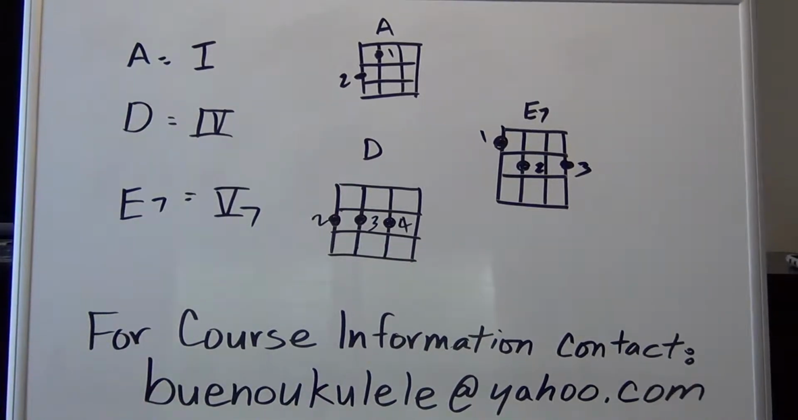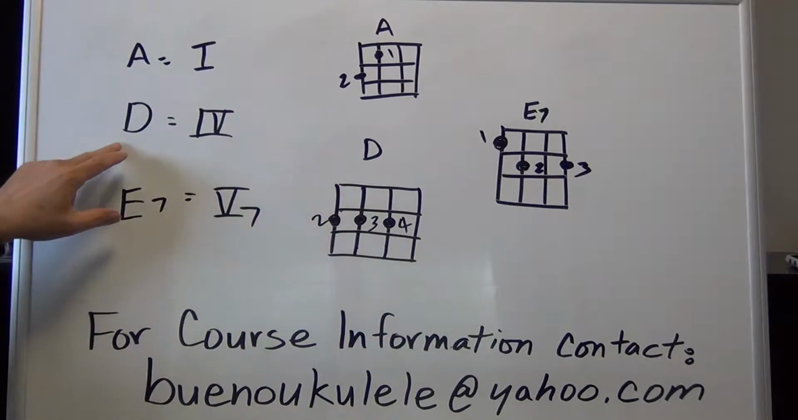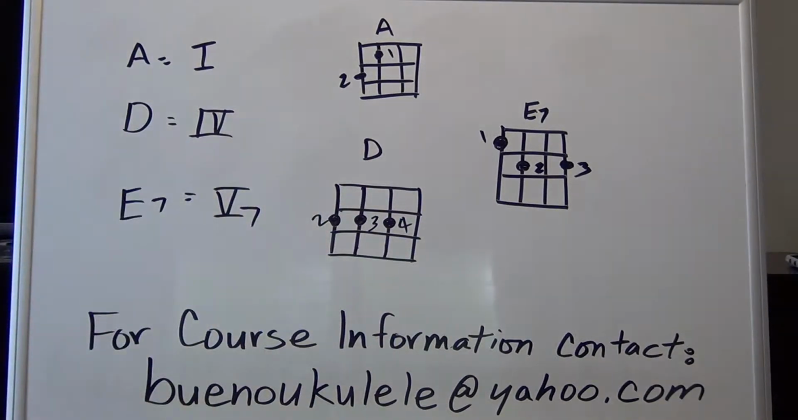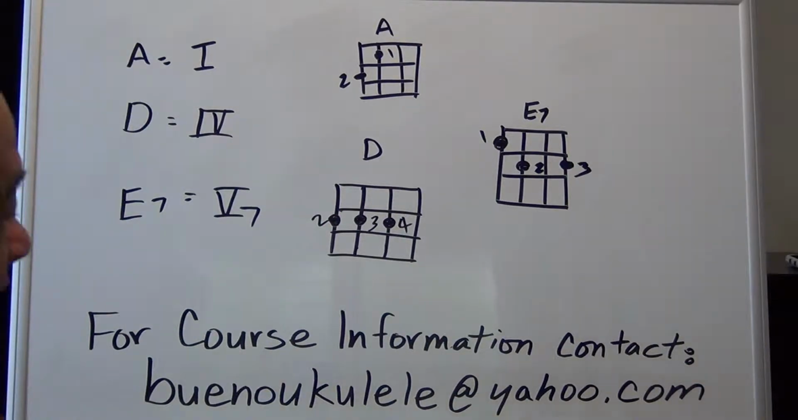First of all, the notations here: chord A equals the 1 chord, chord D equals the 4 chord, and the chord E7 equals 5/7. So you're going to be writing those Roman numerals next to those chords.